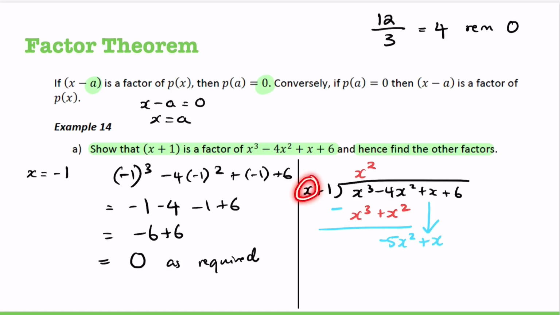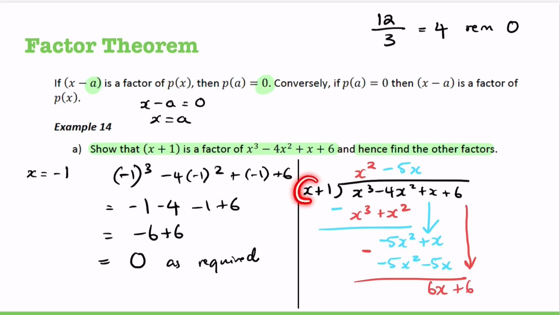So once again, x times what gives me negative 5x squared? That's going to be negative 5x. So negative 5x times x is negative 5x squared. Negative 5x times 1 will be negative 5x. I'm then going to subtract these. So negative 5x squared minus negative 5x squared will be 0 as expected. x minus negative 5x, so plus, x plus 5x is 6x. And finally, I will bring down the last term.